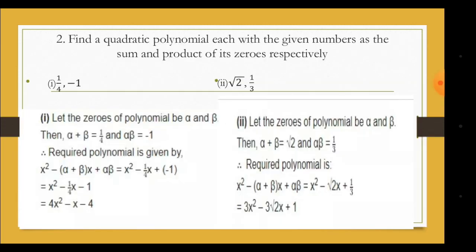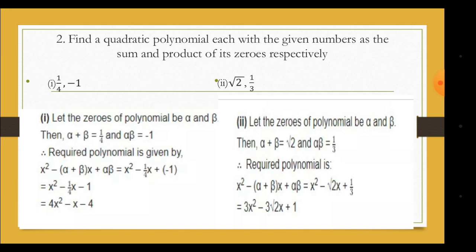Now see the second question of 2.2. Find a quadratic polynomial each with the given numbers as the sum and product of its zeros. So in the first they have given the numbers 1 upon 4 and minus 1. So in this question you have to form a quadratic polynomial. And the given numbers are what? The first number is the sum of zeros and the second number is the product of zeros. So 1 upon 4 is the sum of zeros, minus 1 is the product of zeros.